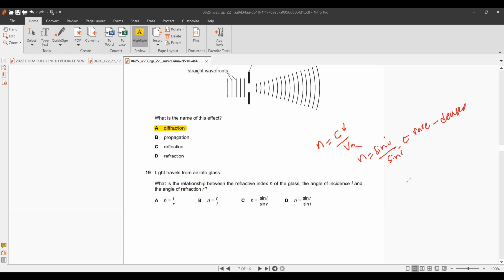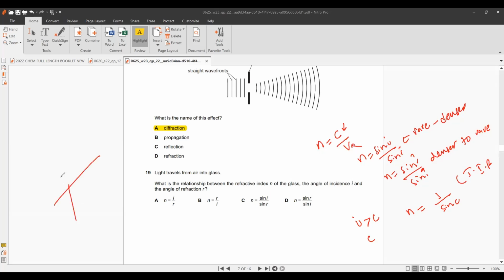And n equal to sine r over sine i is applied when it's entering from denser to rarer. And then there is another formula, which is n is equal to 1 over sine c. This is when total internal reflection occurs, when the incident angle is greater than the critical angle. What is critical angle? Critical angle is that angle of incidence for which the refracted ray makes an angle of 90 with the normal.